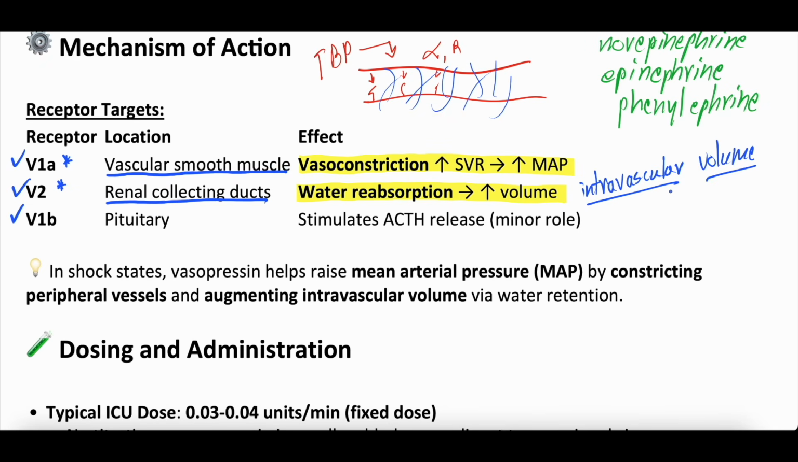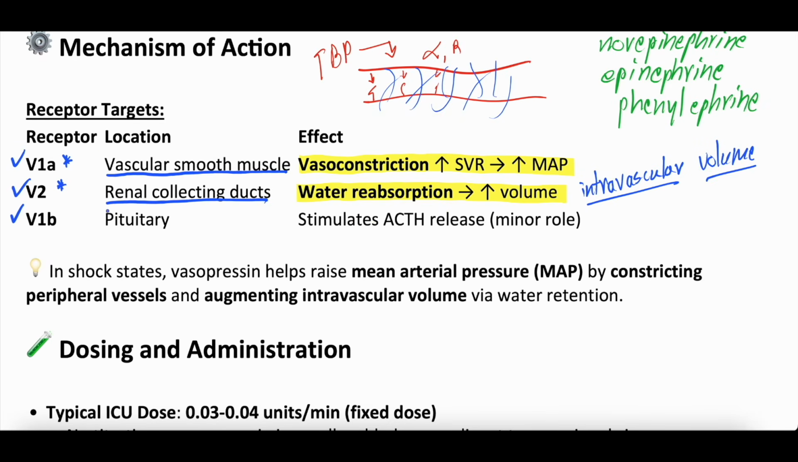Now, this is a minor mechanism, right? You can still use vasopressin in shock states that do not require increases in intravascular volume. So you shouldn't shy away from vasopressin just because you think, oh, vasopressin is going to increase the intravascular volume. All right, it's a minor mechanism. You can still use vasopressin. The primary mechanism is this V1A receptor that leads to vasoconstriction.